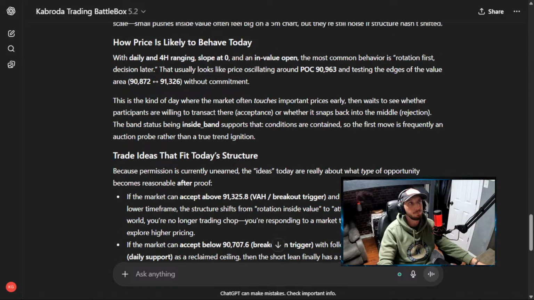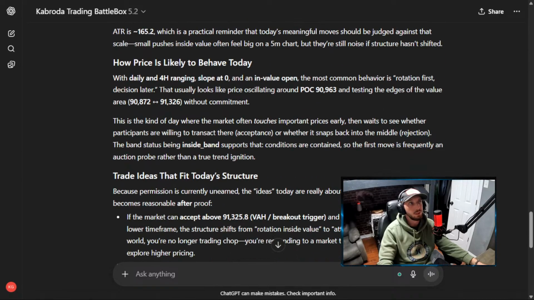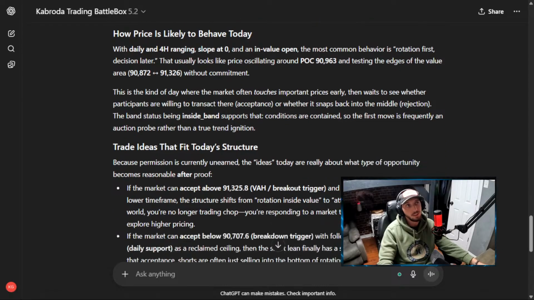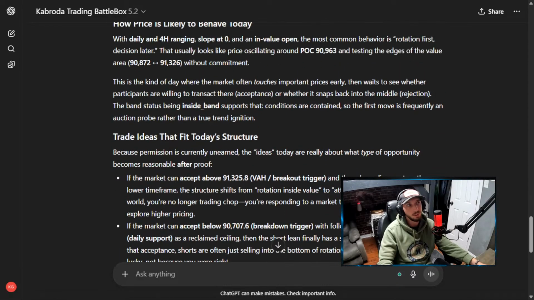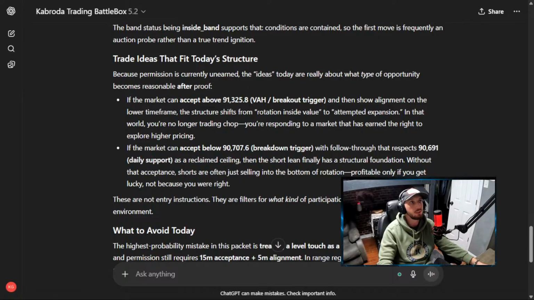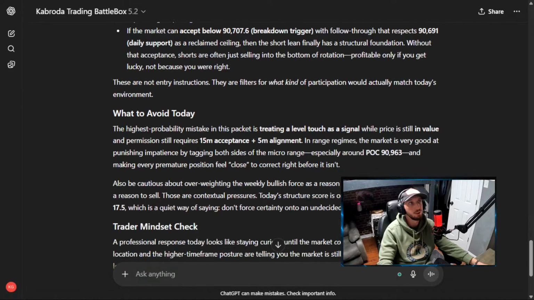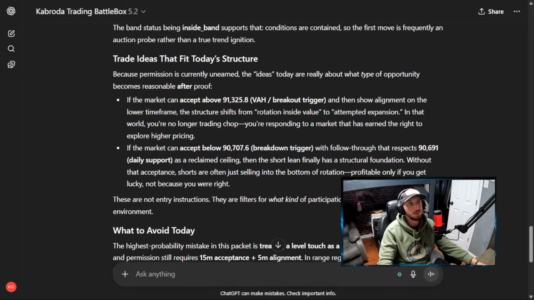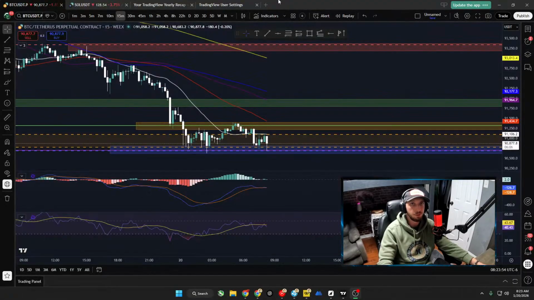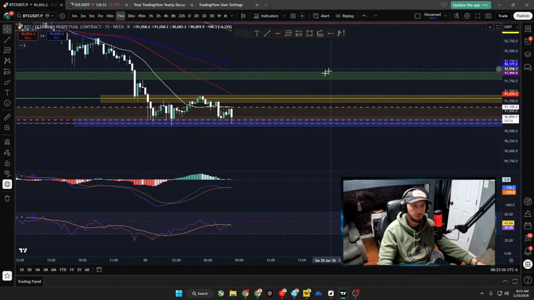So we don't got a lot happening today, it looks like. Just based off how the battle box is kind of responding, it looks like we got a little bit of a slower day planned out for us. Just a lot of chop sideways action, kind of bouncing around within our small range here.